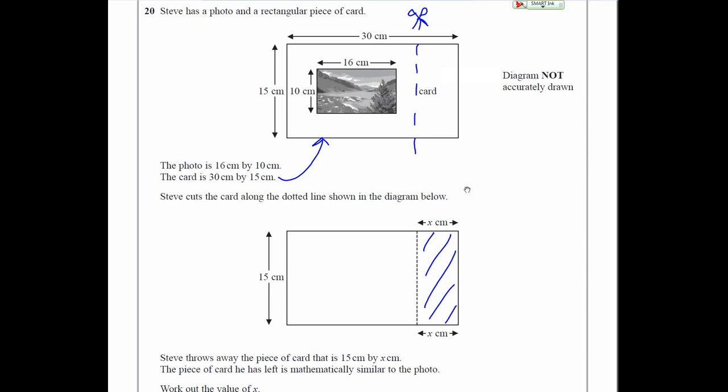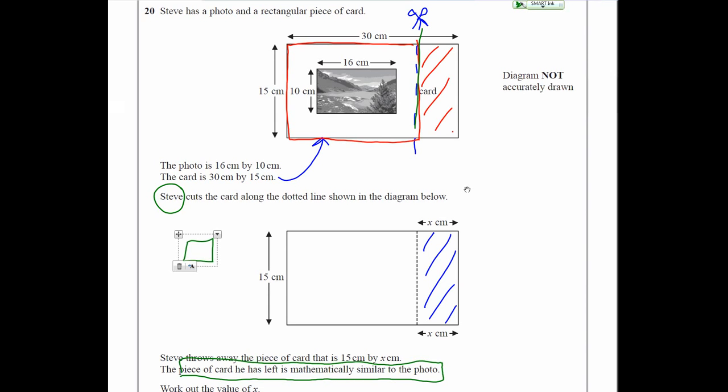We've all been in this situation where we want a nice frame around our picture and there's just too much in our rectangle. In real life, you might do that by guessing and just think, cut up here and make it look right. But if you're a mathematician like Steve, you want to do this properly. So how's he going to do it properly? He's going to do it properly by making sure the piece of card is mathematically similar to the photo. That means if you've got your photo, then the card is going to be an enlargement of that photo.